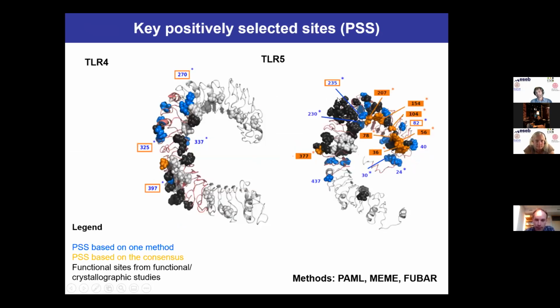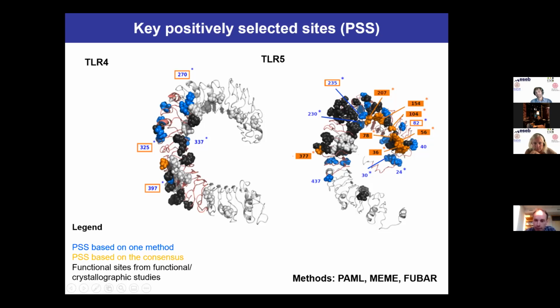So looking at the results, we identified quite extensive variation in TLRs with many positively selected sites. Those are shown here either in blue if they are identified based on the consensus of one method, or in orange if based on the consensus of more methods. And sites that are identified in other studies as being functionally important are in black.